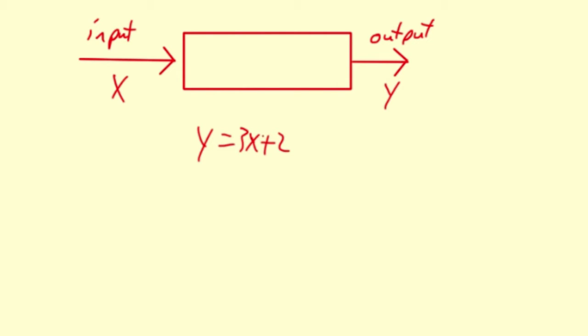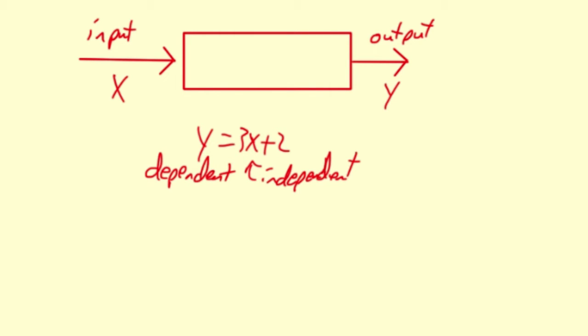And y does depend on x. So x is also considered the independent variable, and y is the dependent variable, because the y value depends on the x value, but the x value could be anything.